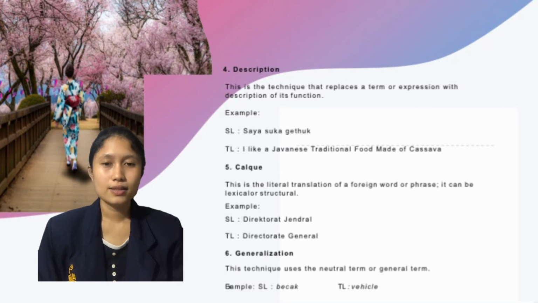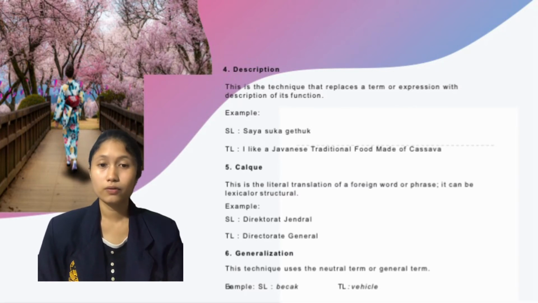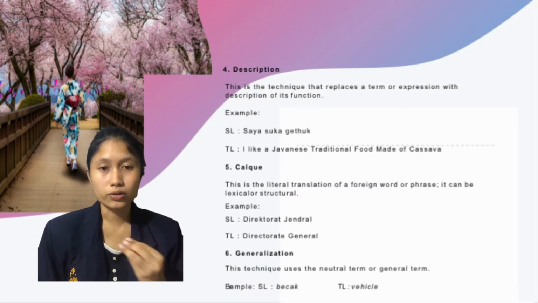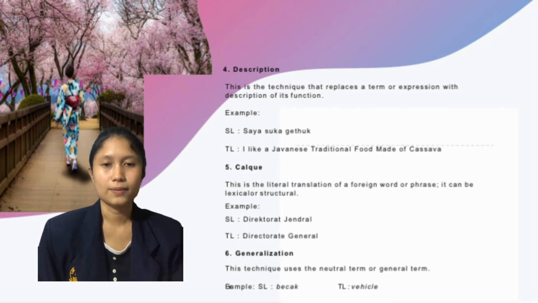Next, the sixth is generalization. This technique uses a neutral term or general term. For example, "becak" is the source language, but in the target language it becomes "vehicle". For "becak" there is no specific translation, so it is called "vehicle".